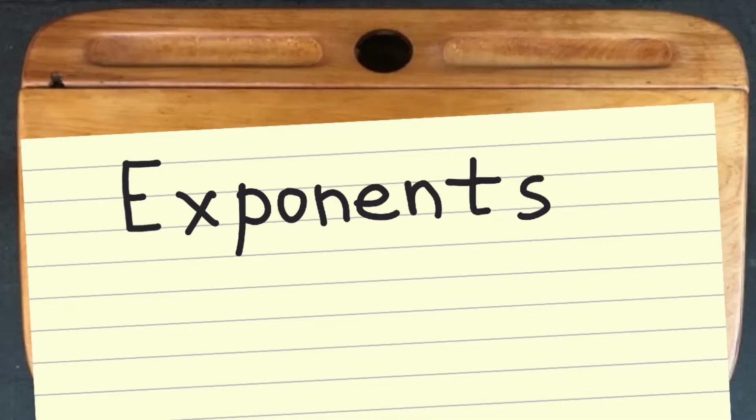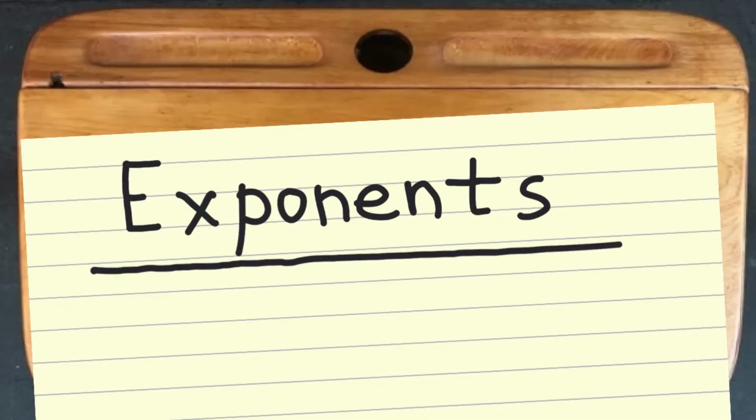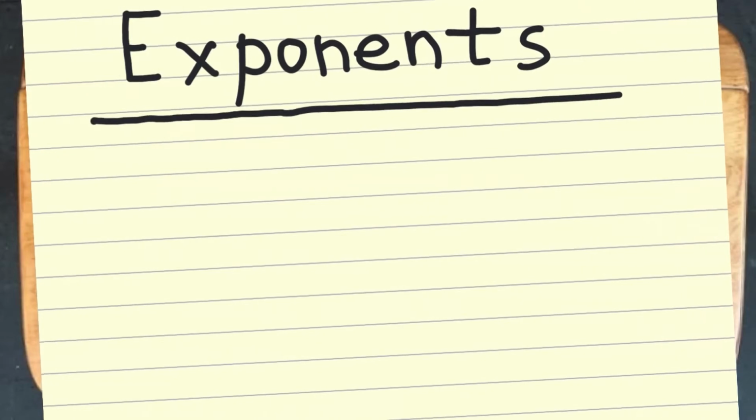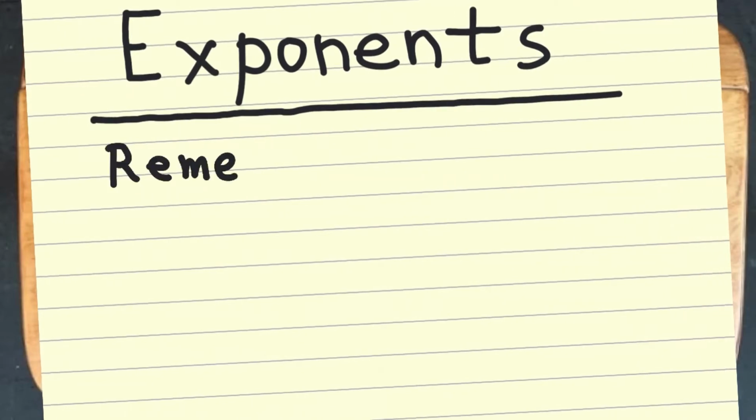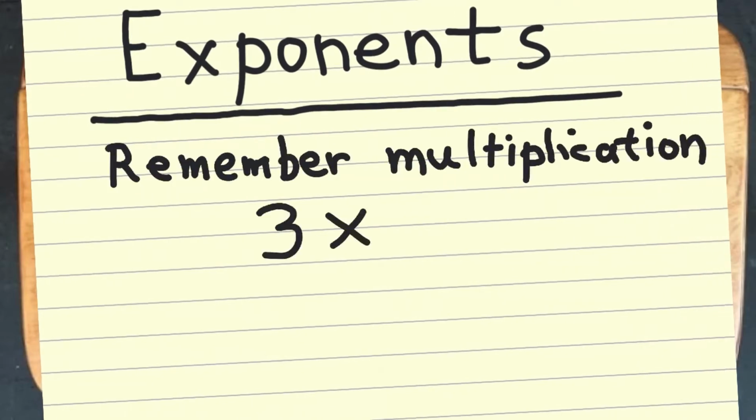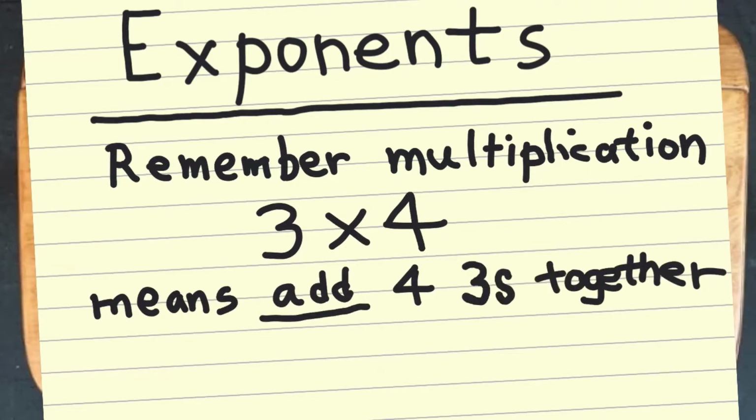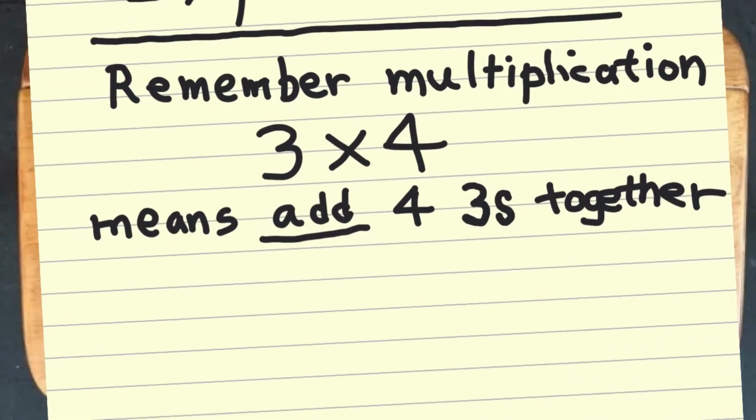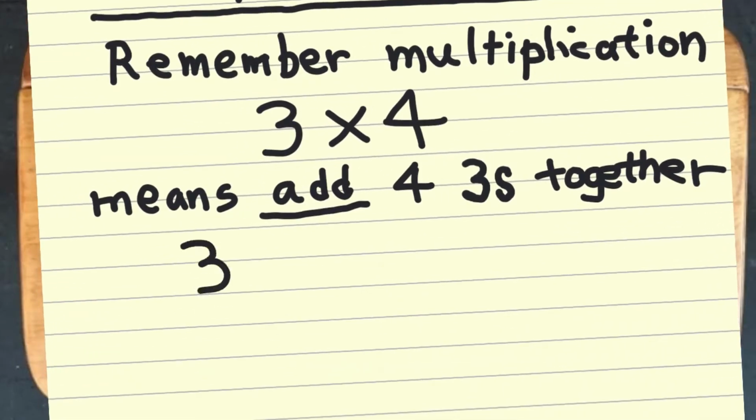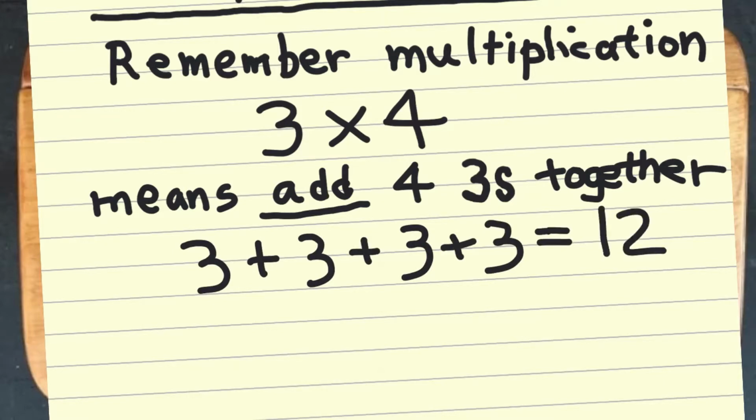Hello everybody, welcome back. In this video we're going to talk about exponents and a new operation called exponentiation. Do you remember multiplication? That's 3 times 4. That means to add 4 threes together. There are the 4 threes, and when you add them together you get 12.